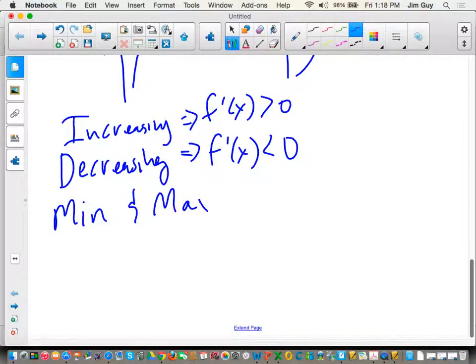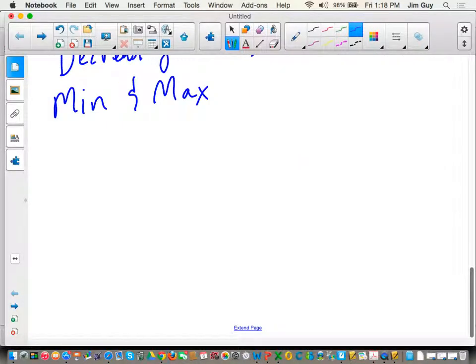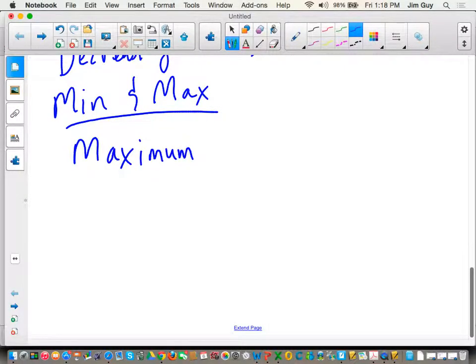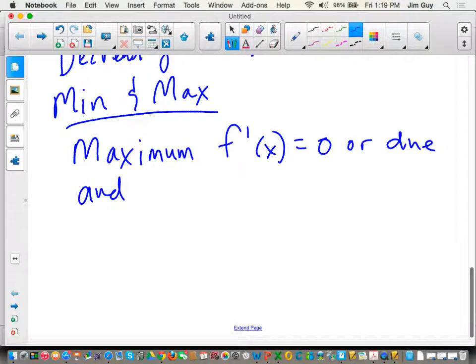Okay, so what is a minimum and what is a maximum? Let's define that. So we know it has to be where the first derivative is equal to 0 or does not exist, but that's not enough. So maximum, the definition of a maximum is where the first derivative equals 0 or does not exist, and what else would be true? How do we know that's a maximum and not just a place where, thank you, is that a bonus check or is it?